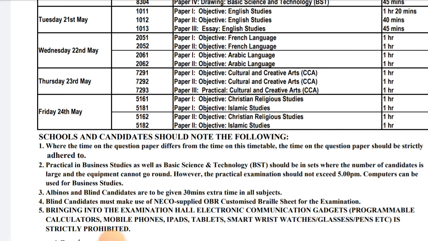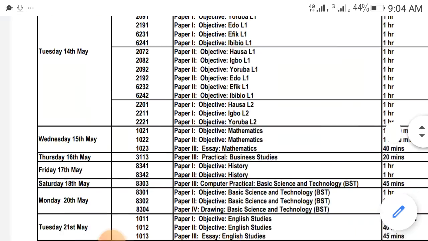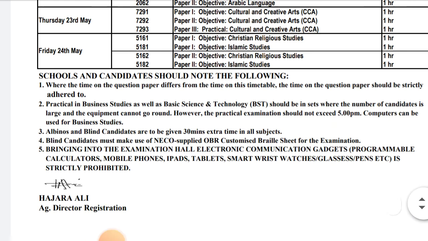Then on 23rd, we have Cultural and Creative Arts, CCA. I'm sure you know the subject, you should prepare for it. Then the last day for the exam is on 24th of May. I told you earlier that this year's exam is 13th to 24th of May. So basically within 11 days, we are done. We'll now have CRS, Christian Religious Studies, and Islamic Studies, depending on the one you offer in your school.